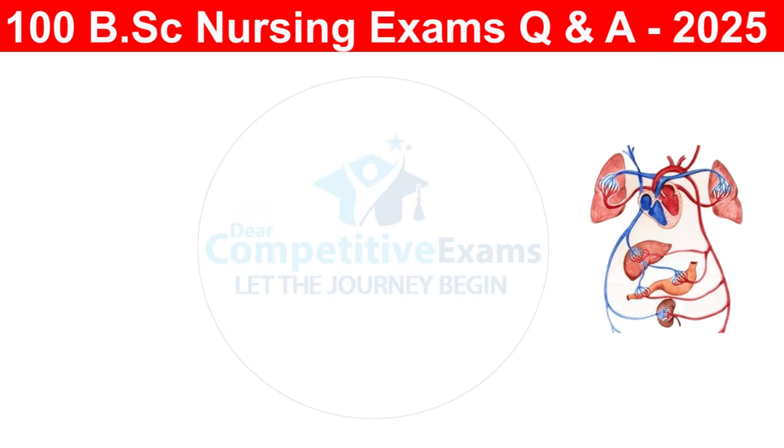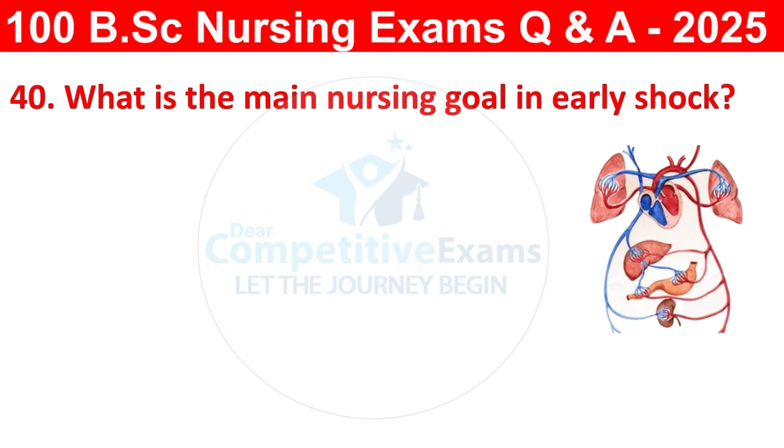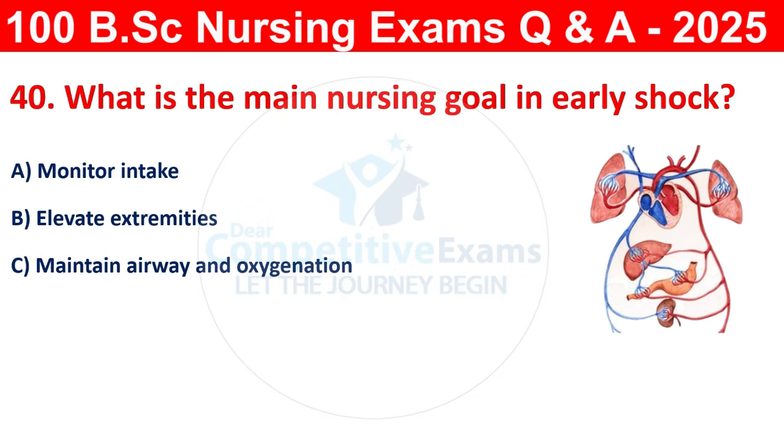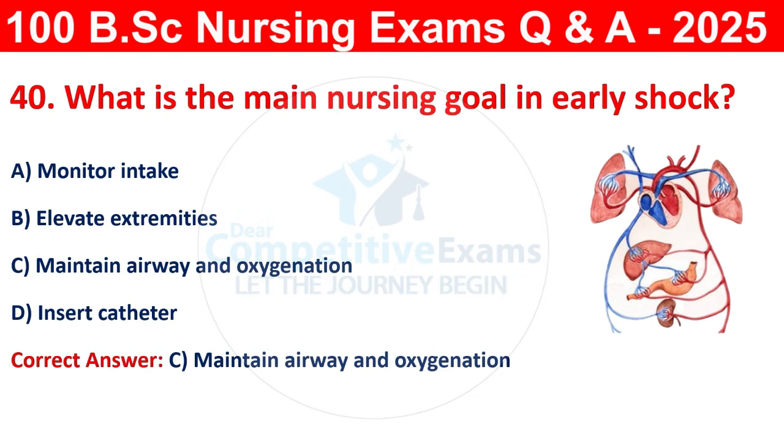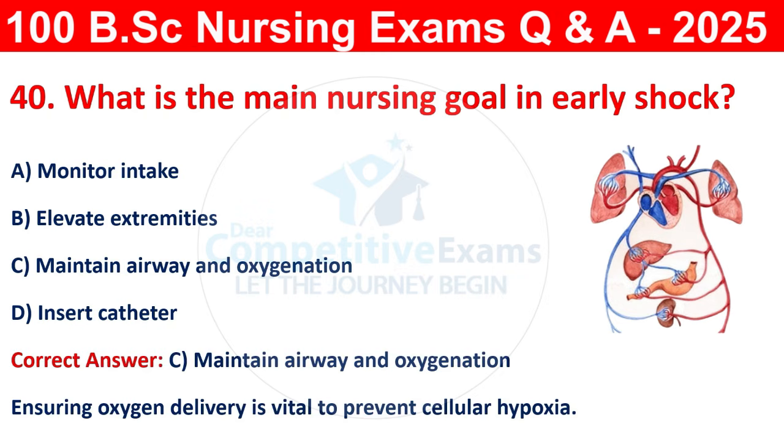Question number 40. What is the main nursing goal in early shock? Your options are monitor intake, elevate extremities, maintain airway and oxygenation, or insert catheter? The correct answer is C, that is maintain airway and oxygenation. Ensuring oxygen delivery is vital to prevent cellular hypoxia.